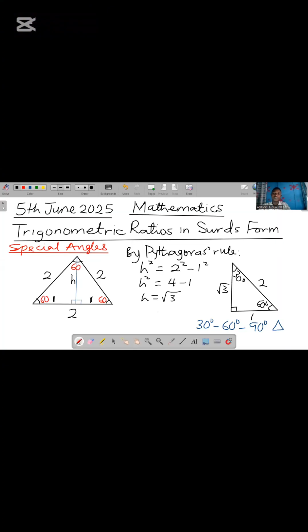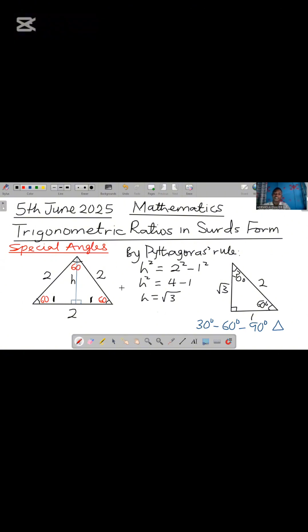Today I shall be taking us through how to apply surds to finding the trigonometric ratios. When we talk about surds, they include irrational numbers such as root 2, root 3, and the likes. And today we shall limit our angles to special angles such as 30, 45, and 60 degrees.